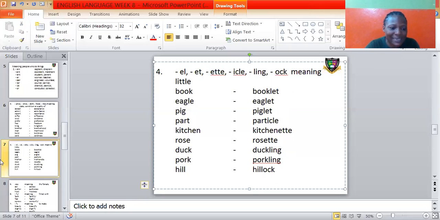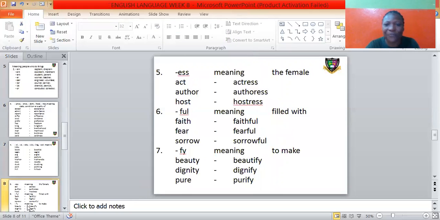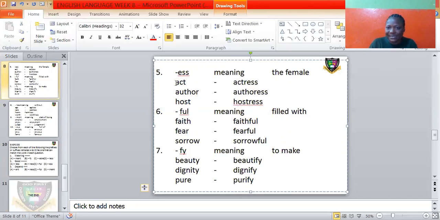Let's look at other examples of letters, group of letters that you can put at the end of a word. We have ESS, meaning the female. Act becomes actress. Author becomes authoress. Host becomes hostess.